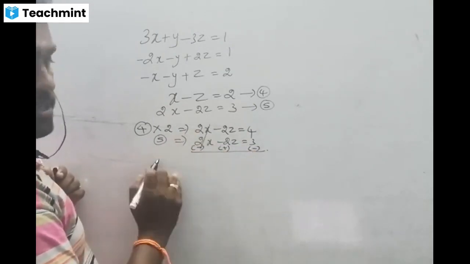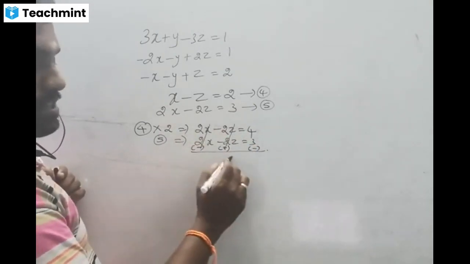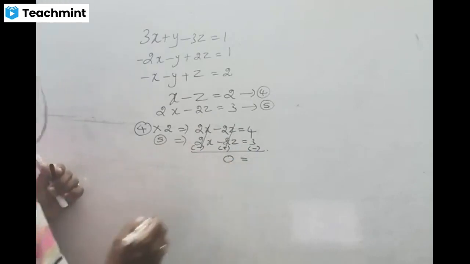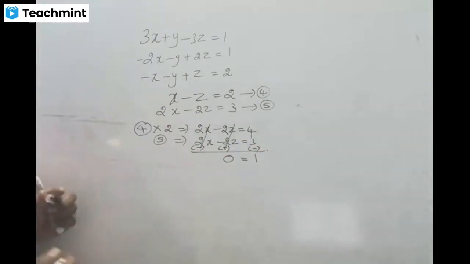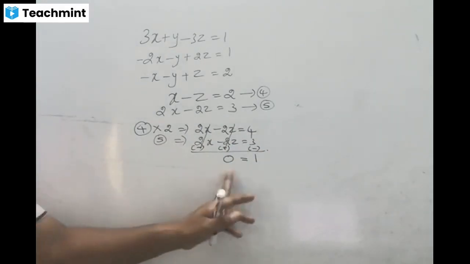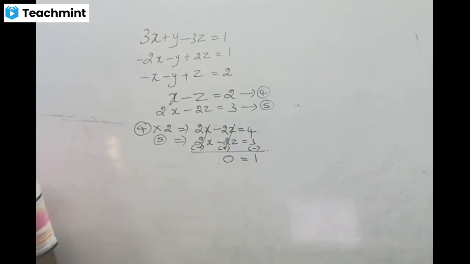Plus 2x minus 2x cancel, plus 2z minus 2z cancel. So the left hand side, what do we get? 0. What about the right hand side? 4 minus 3 is equal to 1. So here we get 0 equal to 1.